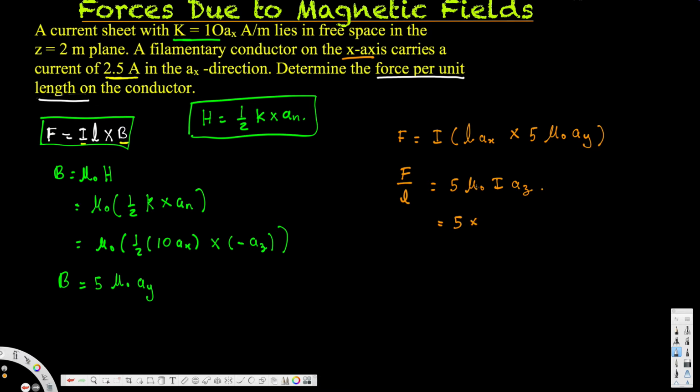5 times, what is the permeability constant? That is 4 pi times 10 to the power minus 7, and I is 2.5. All of them are in the z direction, and if you calculate this one, you're going to get 15.71 times 10 to the power minus 6 in the z direction, newton per meter. So we can say 15.71 micronewton per meter, and that's going to be our final answer.